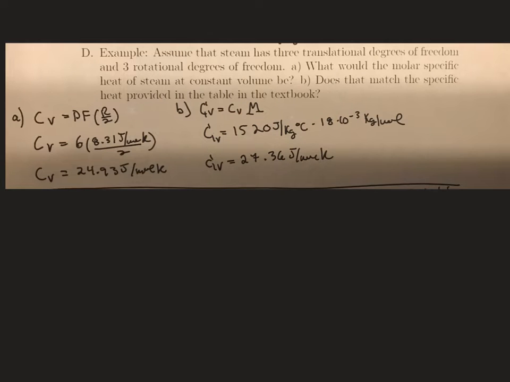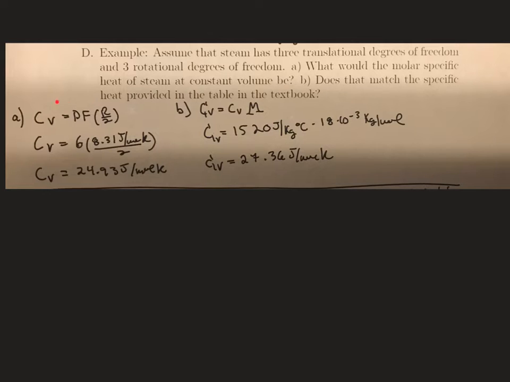Alright, so in this video we're assuming that steam has 3 translational degrees of freedom and 3 rotational degrees of freedom. We want to know what the molar specific heat of steam at a constant volume would be, and we want to know if that matches the specific heat provided in the table in the textbook.